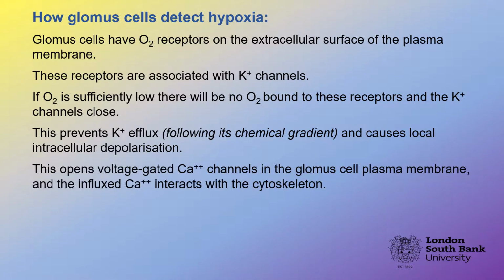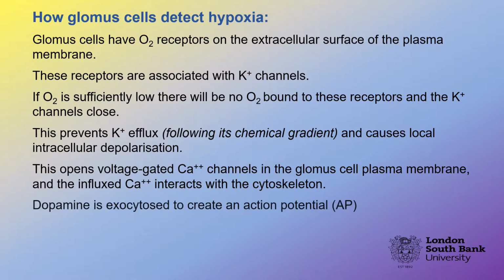This is enough to open voltage-gated calcium channels within the glomus cell plasma membrane. Hence we get an influx of calcium. The influx of calcium then interacts with the cytoskeleton, and you know what happens now. We get exocytosis. In this case, we get exocytosis of the neurotransmitter dopamine. Dopamine then creates an action potential.